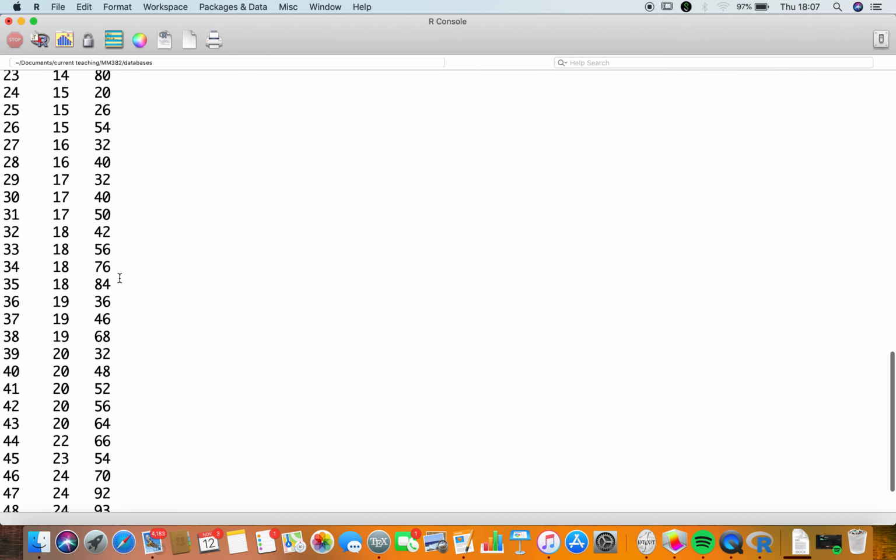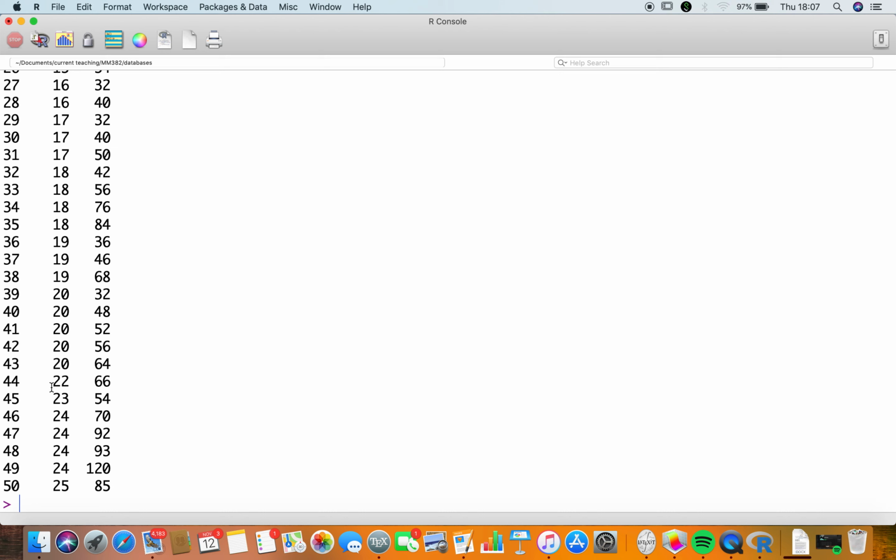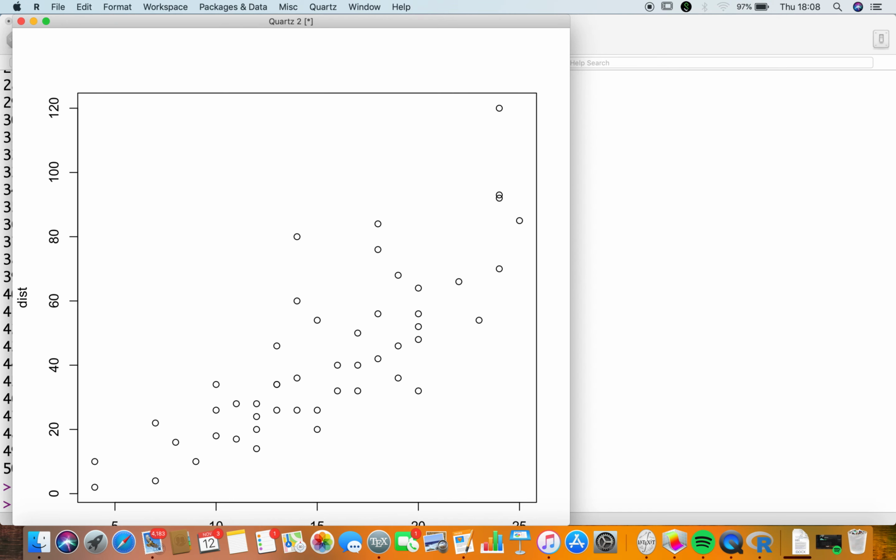So in this case, fortunately in R, the plot function is called plot. And because I've only got two variables in this data set, I can just put in the name of the data set. I get this relationship here.